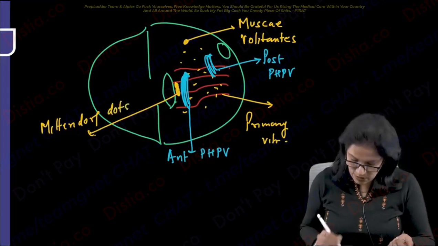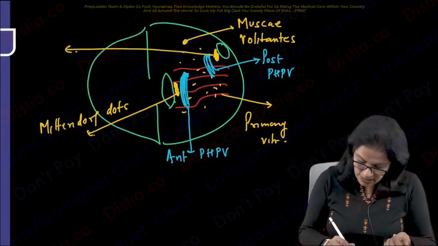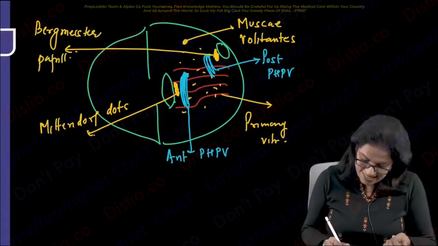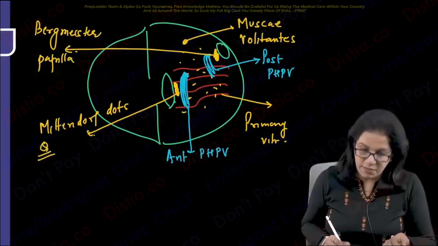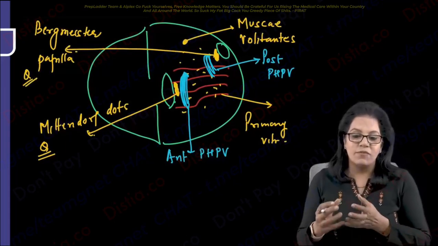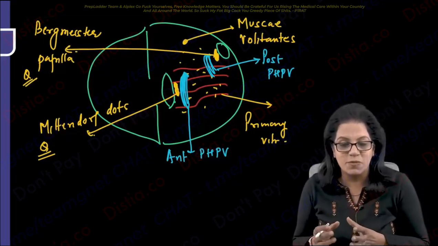We'll look at the slides also. And when it is near the optic disc, this is called Bergmeister papilla. So, all of you, these are cues. Where do you get Mittendorf dot? Where do you get Bergmeister papilla? You should know the location, and that this is a remnant of hyaloid tissue. This much you should know.